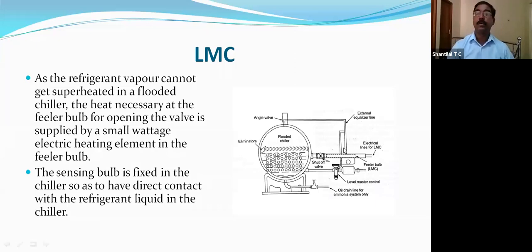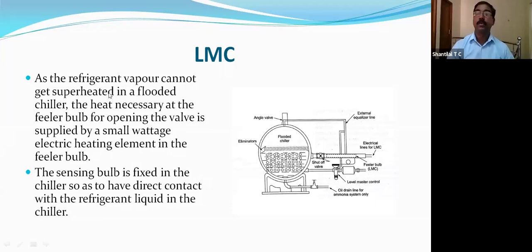Here are some points we can discuss. Refrigerant vapor cannot get superheated in a flooded chiller. Dry type evaporators and flooded type evaporators exist. In a dry type evaporator, after evaporation, vapor refrigerant passes through the last coil. That vapor again absorbs heat from the refrigerated space, and then the vapor is superheated. But in a flooded chiller it is not possible to superheat, because this chiller is filled full of liquid refrigerant. So superheating is not possible here.